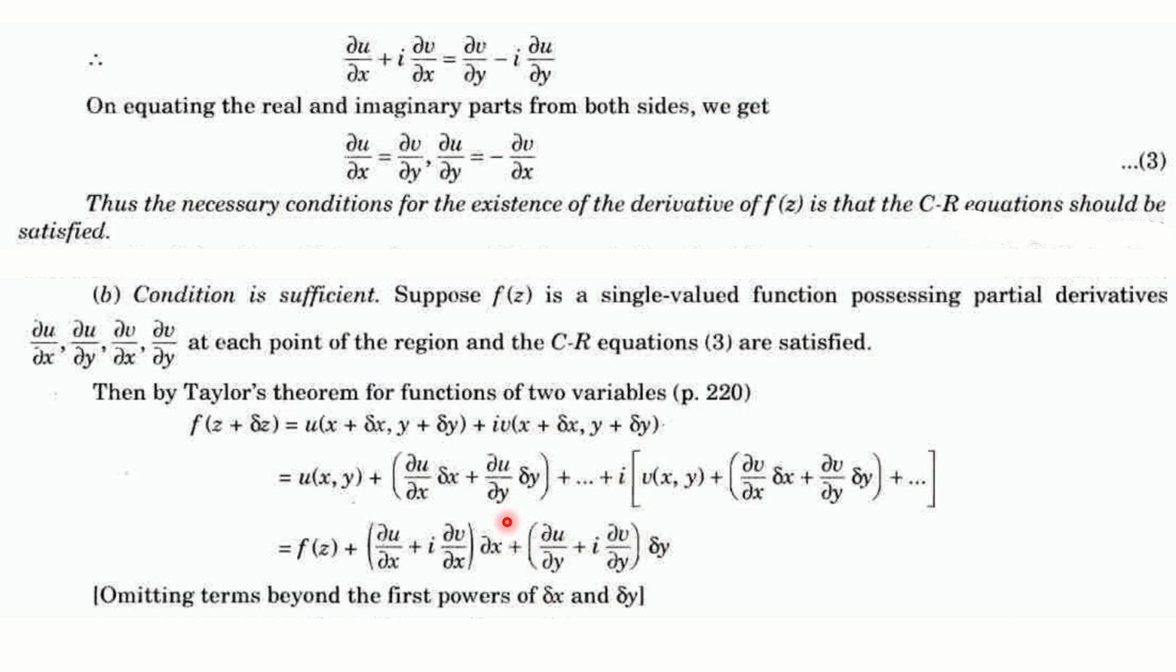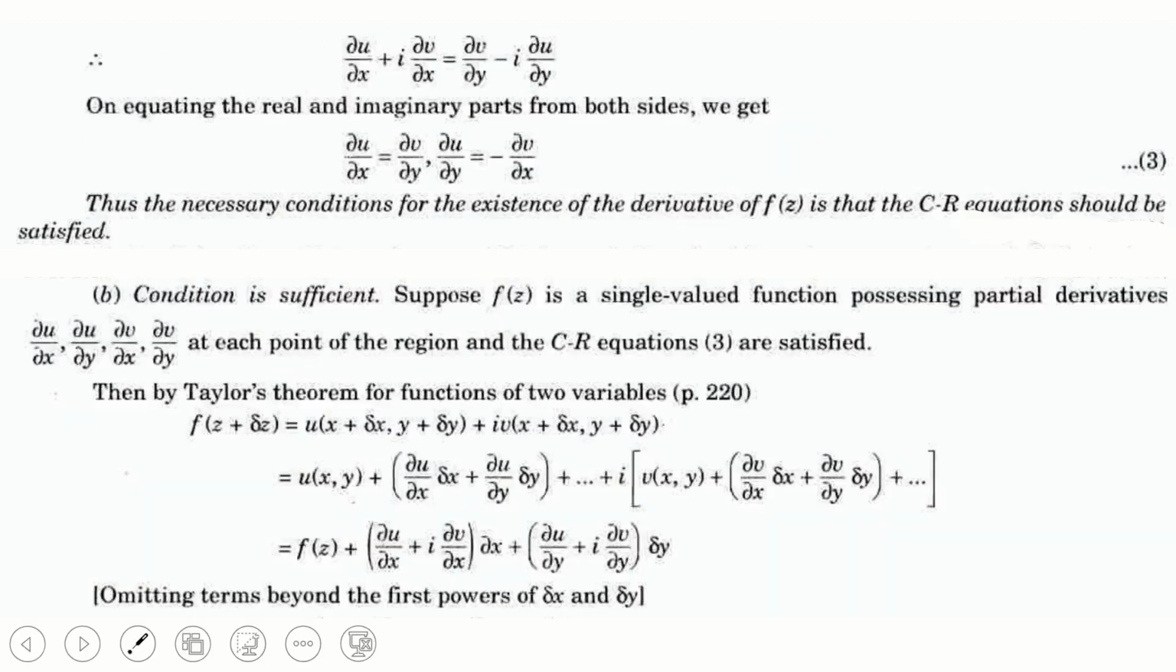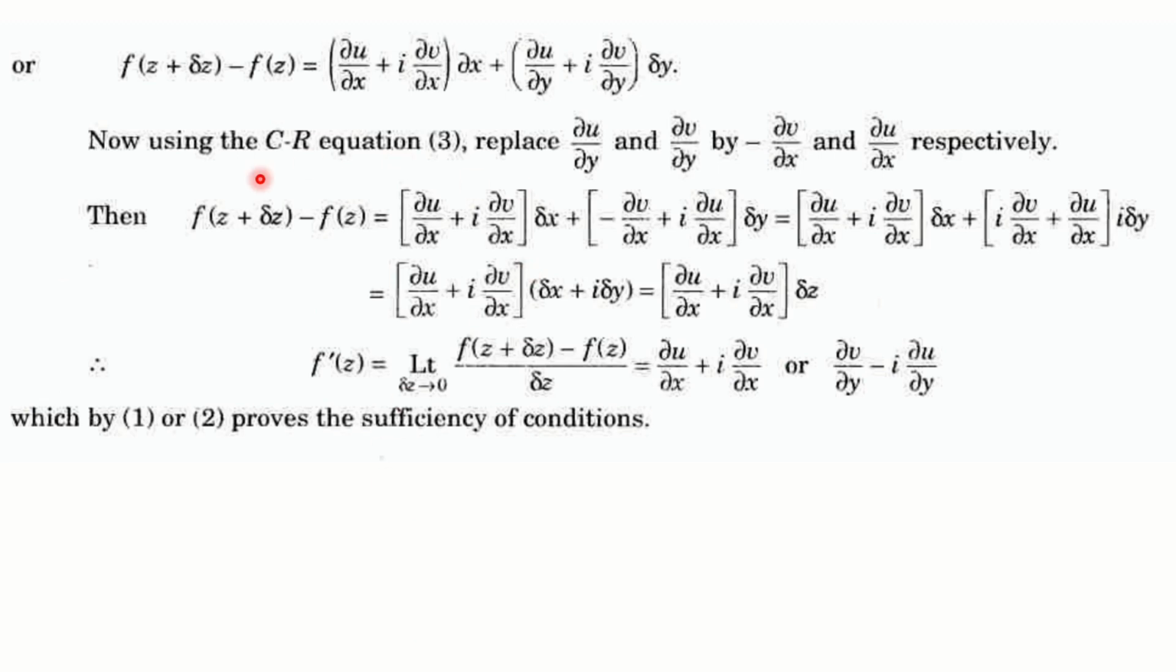So you can work this thing out. It's not something very difficult. You just have to use the theorem for functions of two variables. Now I'm also subtracting f of z on both sides of the equation. So I end up getting this equation: f of z plus delta z minus f of z equals del u by del x.